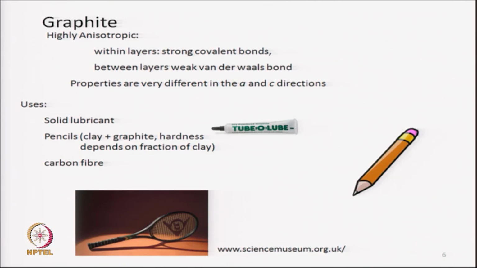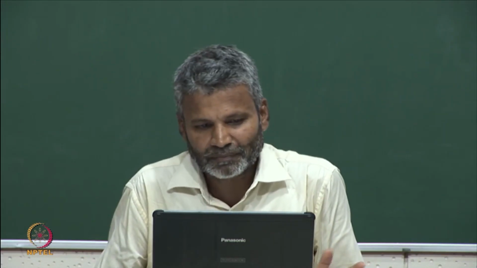So, with this we end this video. In the next video we will look at other forms of carbon, which are diamond and carbon nanotube, and also fullerene. So, one by one we will look at these other forms.